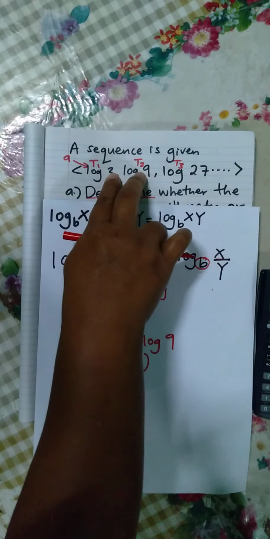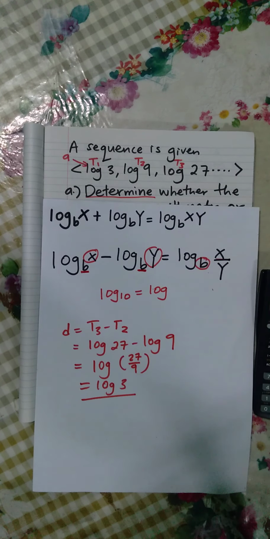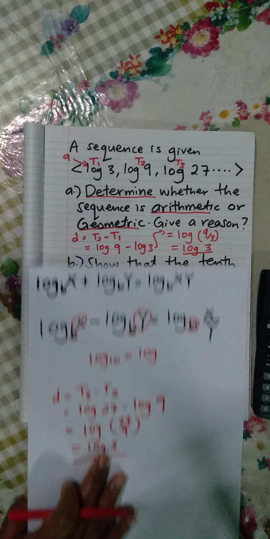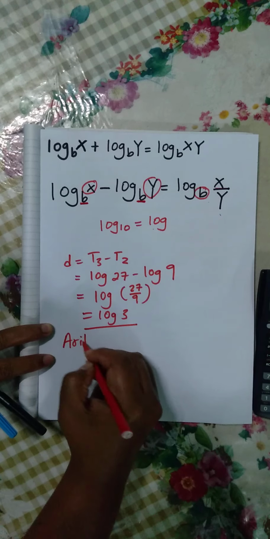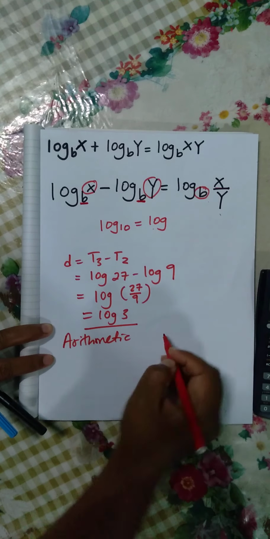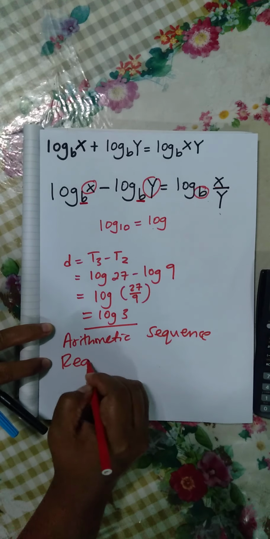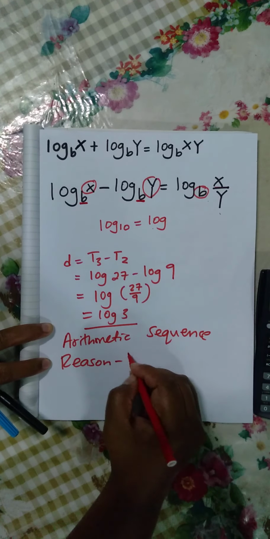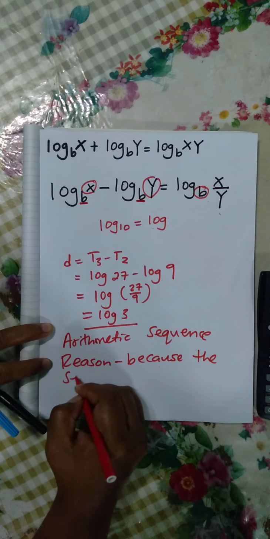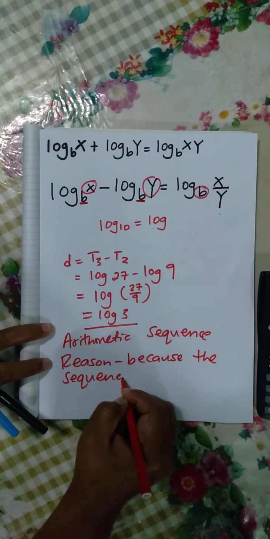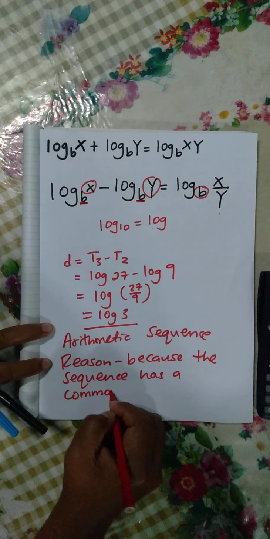So the difference between two consecutive terms in this sequence is common. The difference between these two is log 3. The difference between the other two is also log 3. So our common difference is log 3. And give a reason for your answer. So this is an arithmetic sequence, and the reason will be because the sequence has a common difference.